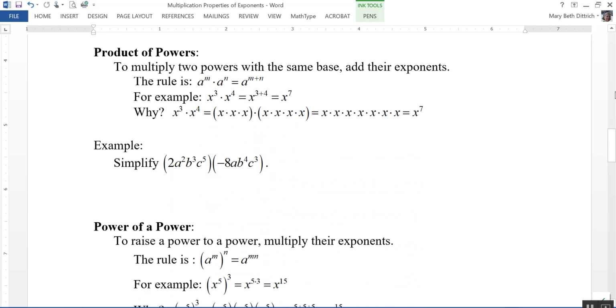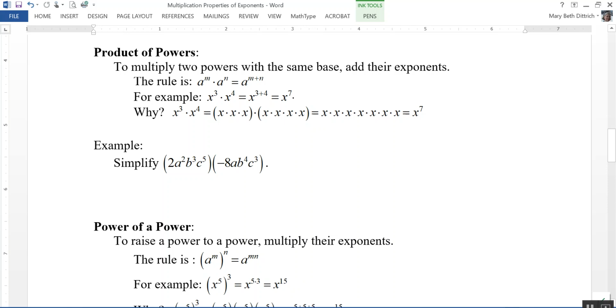The property of the product of powers says that if you want to multiply two powers that have the same base, you need to add their exponents. So the rule is a raised to the power of m times a raised to the power of n is equal to a raised to the power of m plus n. Notice the bases are the same, the bases are a. If I'm multiplying those two power expressions, I add their exponents. So for example, x to the 3rd power times x to the 4th power is x raised to the power of 3 plus 4, or x to the 7th.